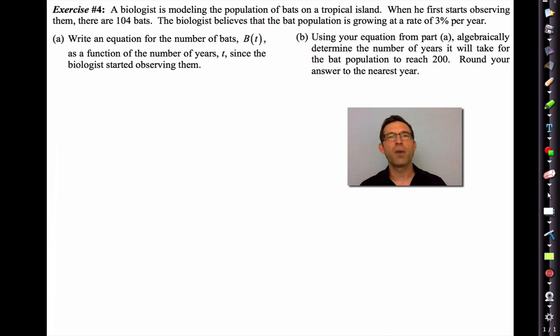A biologist is modeling the population of bats on a tropical island. Okay, cool enough. When he first starts observing them, there are 104 bats. Okay. The biologist believes that the bat population is growing at a rate of 3% per year. I feel some exponential modeling coming on. Letter A says write an equation for the number of bats, B of t, as a function of the number of years t since the biologist started observing them. So this is something you should feel very, very comfortable with. Why don't you go ahead and try to write that function?